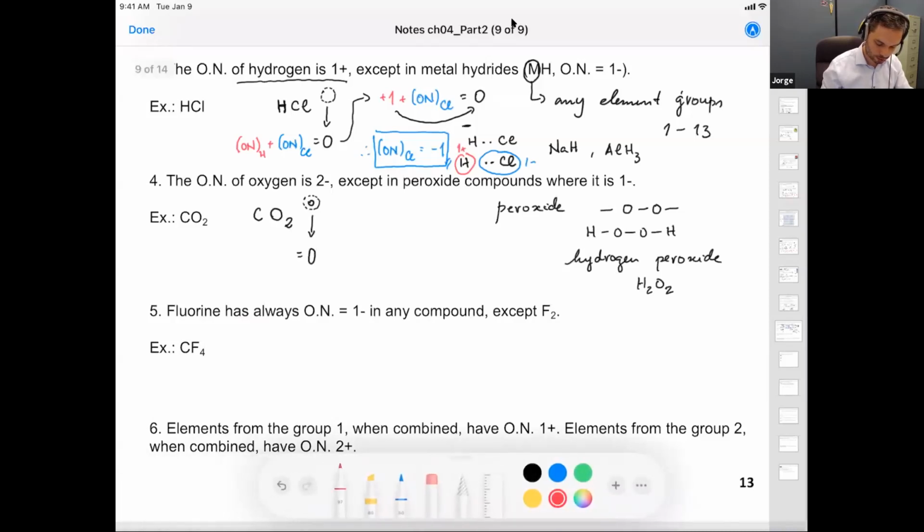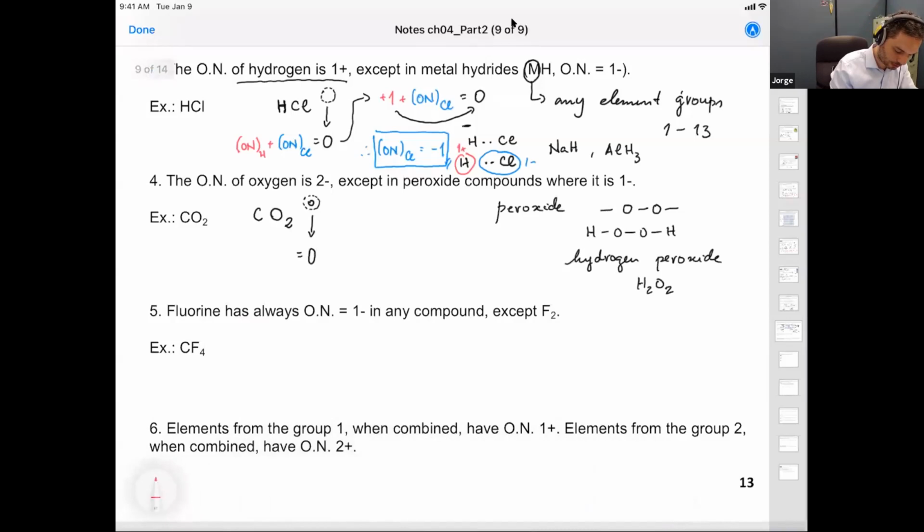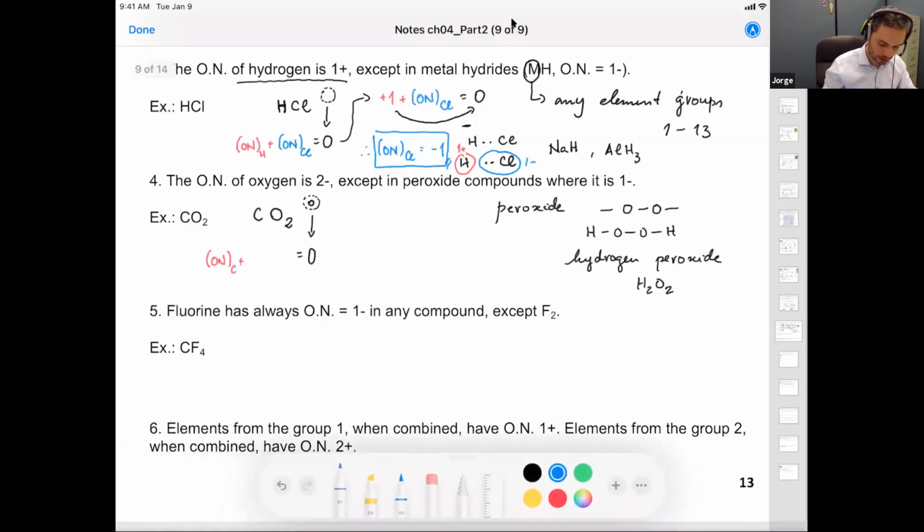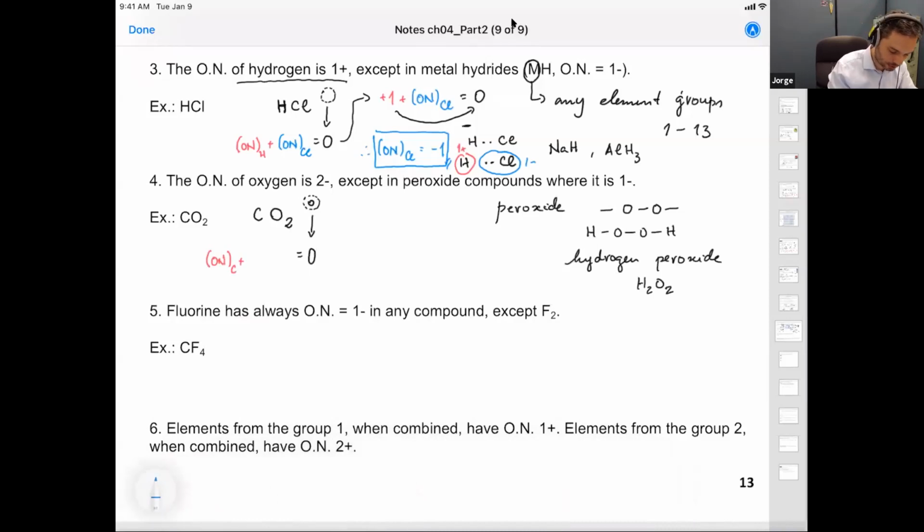And we have here the oxidation number of the carbon plus, attention here, because we have 2 oxygens, therefore we have to multiply by 2 the oxidation number of oxygen, and that has to be equal to 0. Okay, so be very careful with that. You have to multiply the oxidation number by the number of atoms.